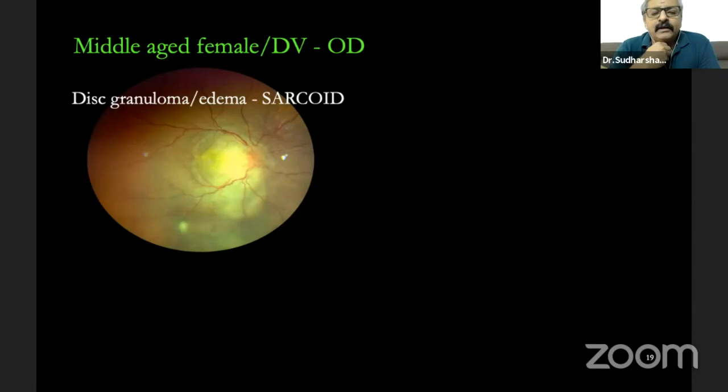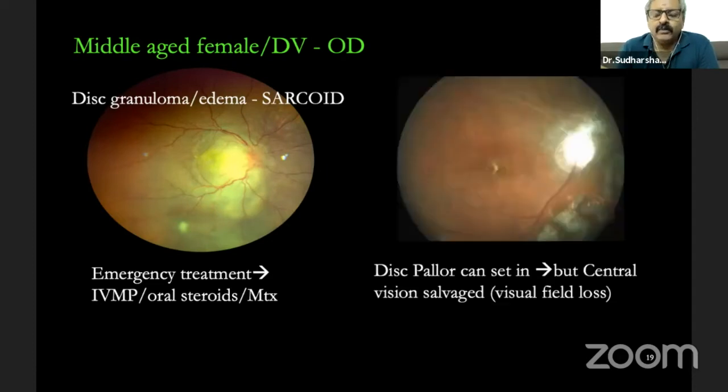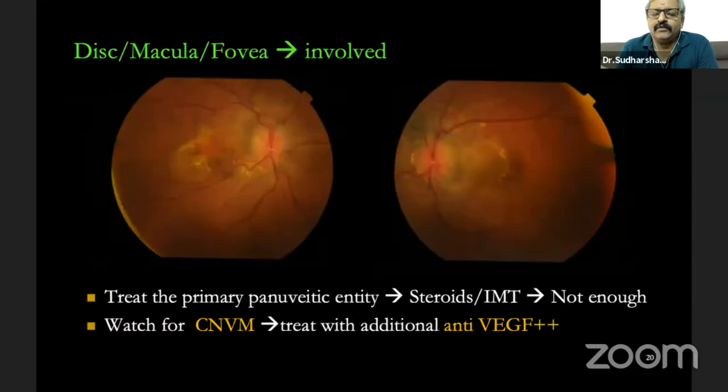The important thing correspondingly in sarcoid is when it presents with disc granuloma or disc edema. This needs emergency treatment, IV methylprednisolone and oral steroids. And once the diagnosis is confirmed, methotrexate is the drug of choice. In spite of treatment, disc pallor can set in, but remember that central vision can be salvaged even if there is some visual field loss.